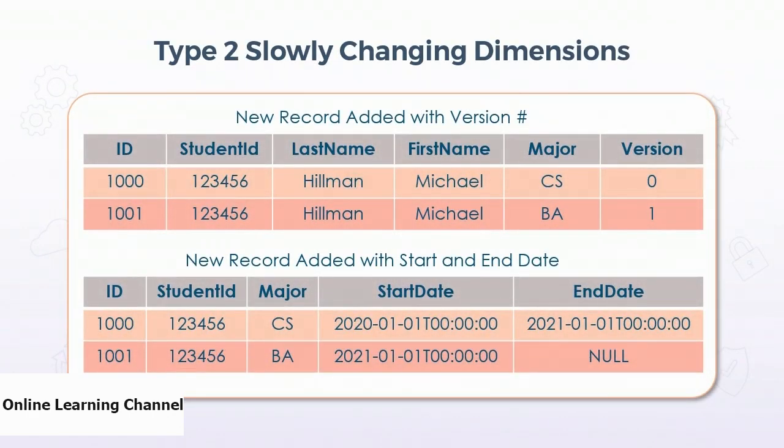Next is type 2. This is when each change is represented by a new record, and there are special fields for managing different versions of the record. Here we have 2 examples.